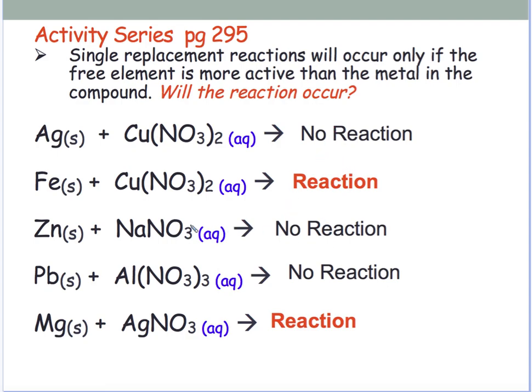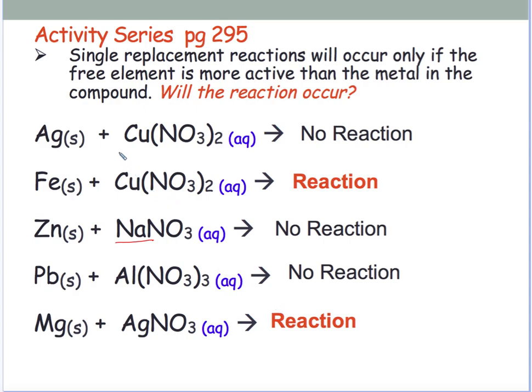These guys, zinc and sodium. Sodium, the alkali metals are super high up, super reactive. So this one's not going to be kicked out. It's going to stay. There's no reaction there. Lead and aluminum, same kind of thing. Lead is very unreactive. Aluminum is pretty reactive, so no reaction here. And the last one is magnesium and silver. So you saw silver is towards the bottom. Magnesium is above that, so you're going to get your reaction. You can write it out there.